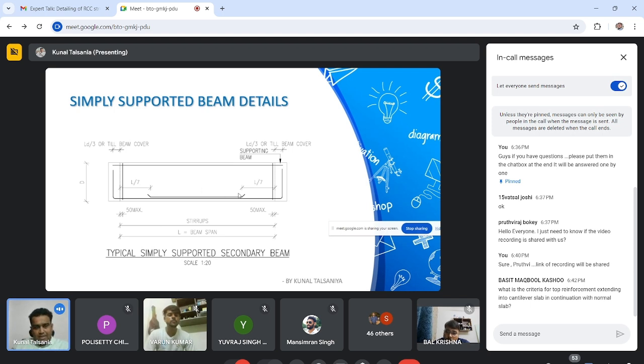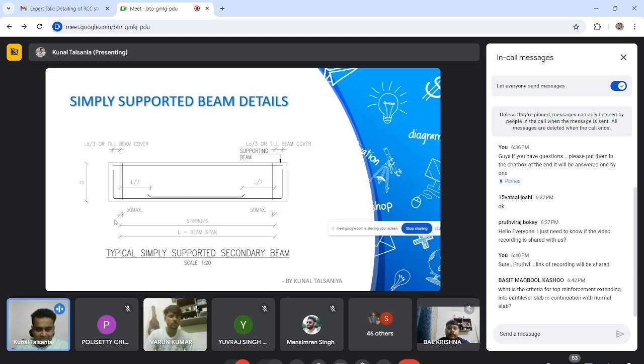So suppose I have provided some through steel, and we all know that due to WL square by 8 the maximum steel requirement is in the span, but the extent of that additional reinforcement should be stopped at L by 7. So from this line to L by 7, from this face of beam to L by 7.